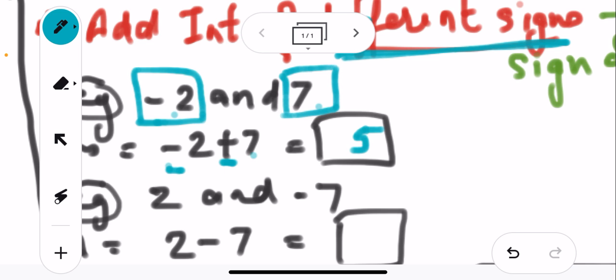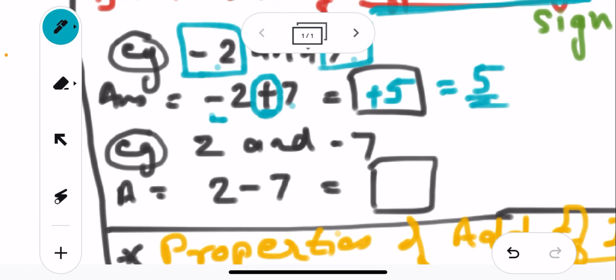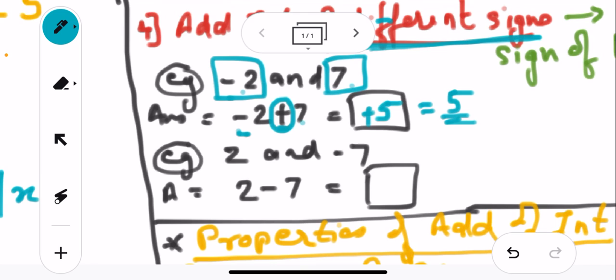Now which sign will I use? The sign of the greater number. Here 7 is positive, so I'll write +5, or I can simply write it as 5. Now here 2 and -7, it's the same problem but with different signs. So +2 and -7, again I'll do the subtraction, and I'm going to use the sign of the larger number, that is -5. So my answer will be -5.